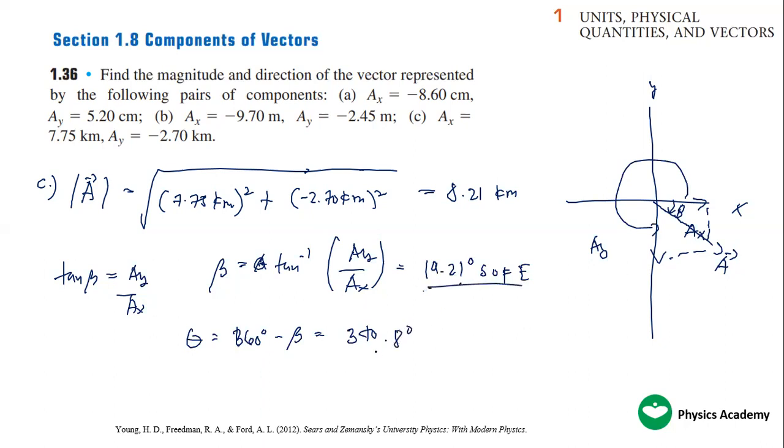Either you use this one or you use this one. So magnitude is this one. Be careful with the units.